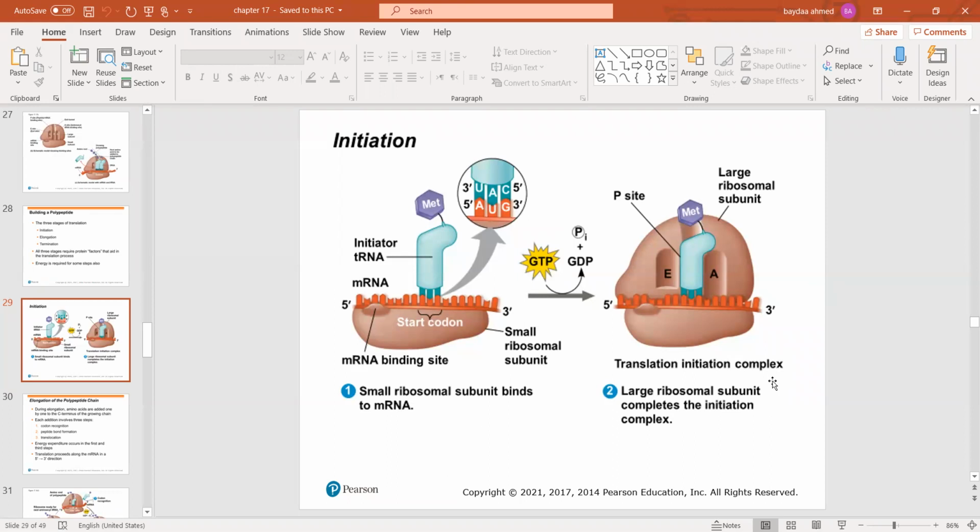Proteins called initiation factors, not shown here, are required to bring all the translation components together. Hydrolysis of guanosine triphosphate provides the energy for the assembling. The initiator tRNA is in the P site. The A site is available to the tRNA bearing the next amino acid.